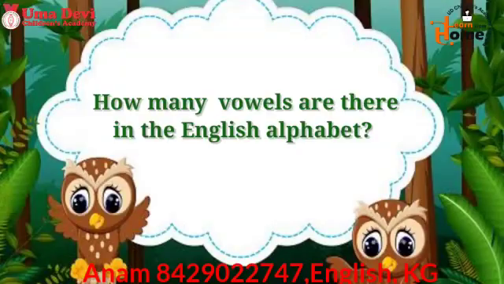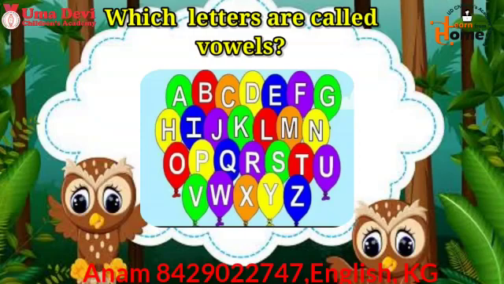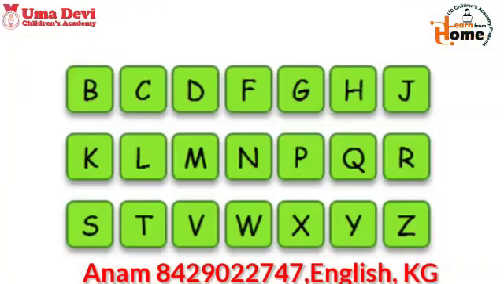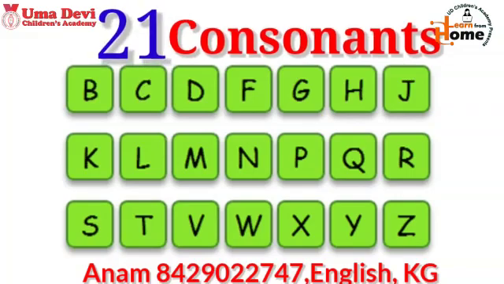Children, do you know how many vowels are there in the English alphabet? 5. Do you know which letters are called vowels? A, E, I, O, U. Great. Now tell me, what are called these remaining letters? Consonants. These remaining letters are called consonants. Do you know how many consonants are there in the English alphabet? 21. 21 letters are called consonants.